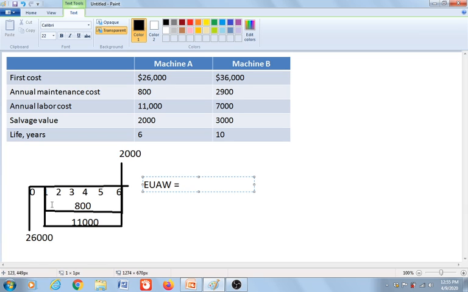So see the 26,000, it is a P. So it is minus 26,000, and that is a P, and we need to convert that into an A. So that's A over P, and the interest rate is 15%. And we will do the analysis for 6 years.